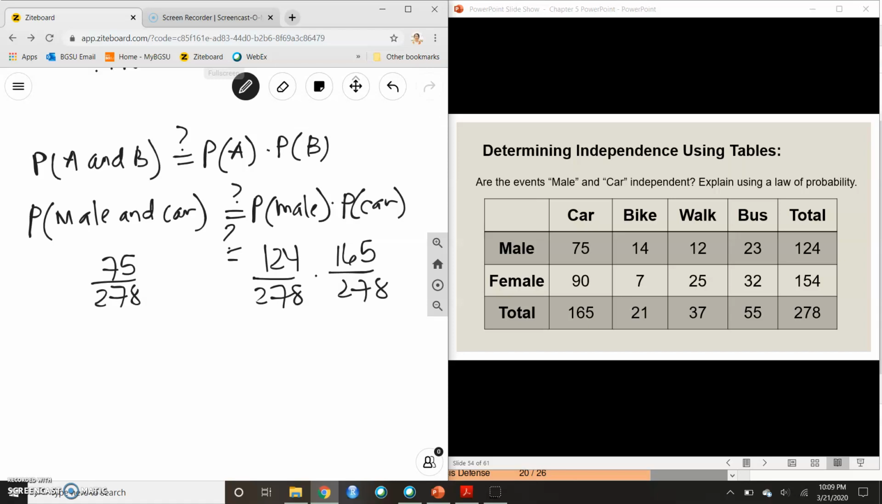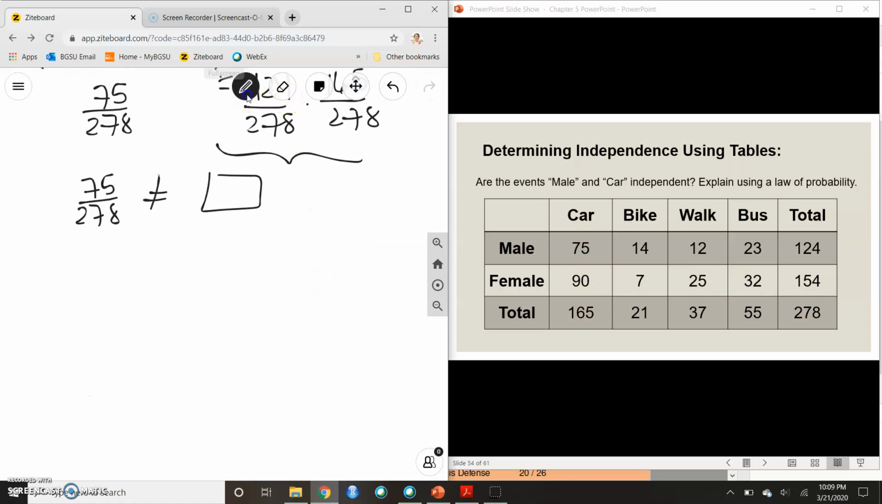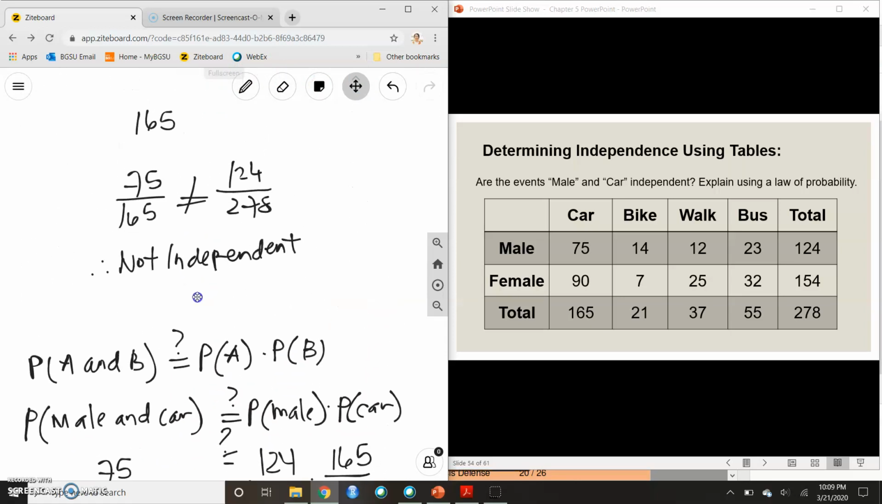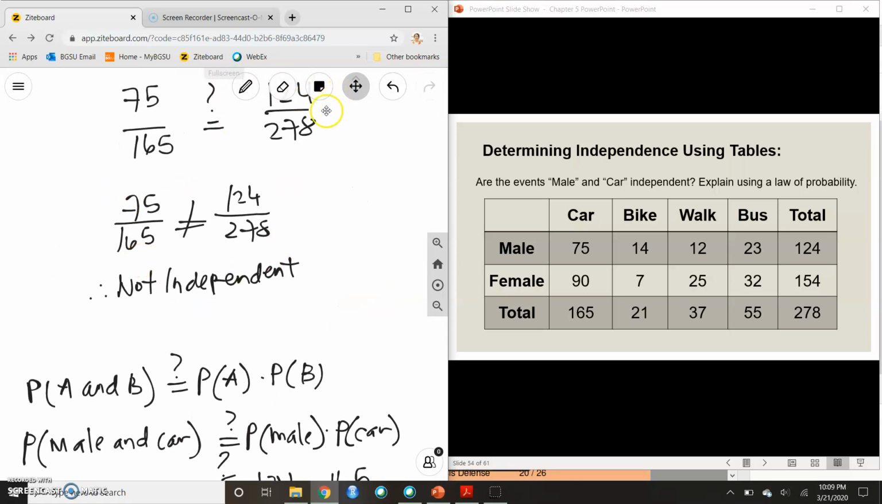And then if you've solved that out, you should get that these two sides are not equal to each other. So 75 over 278 is not equal to whatever this is. And you can calculate that. And so our conclusion will also be that these two events are not independent. If you actually go through and calculate them, you would find that the numbers that we get from the second method are different from the numbers that we get from the first method, but their conclusions are the same.